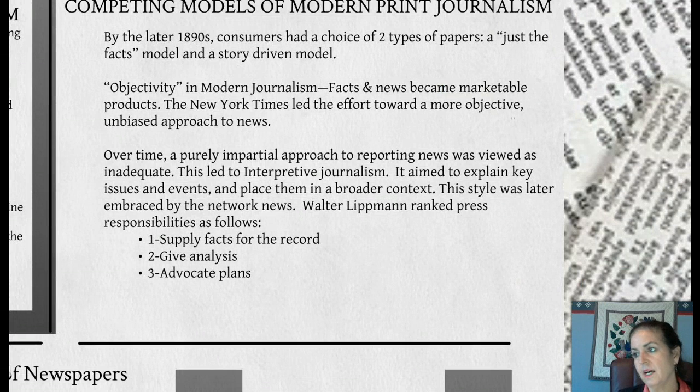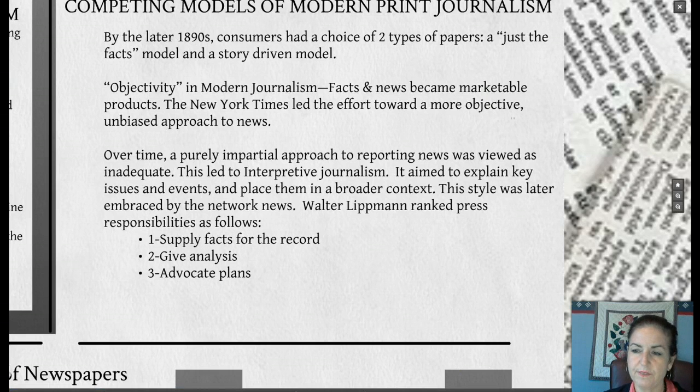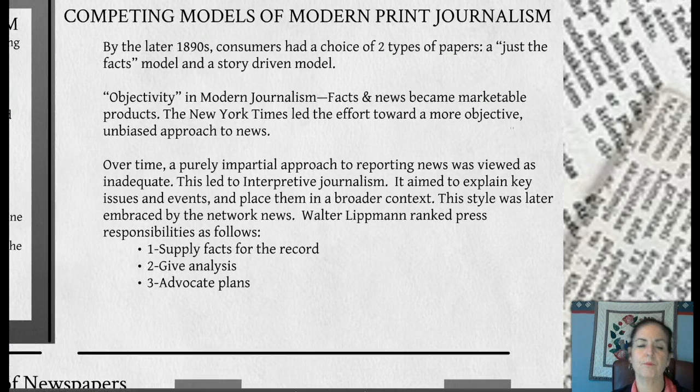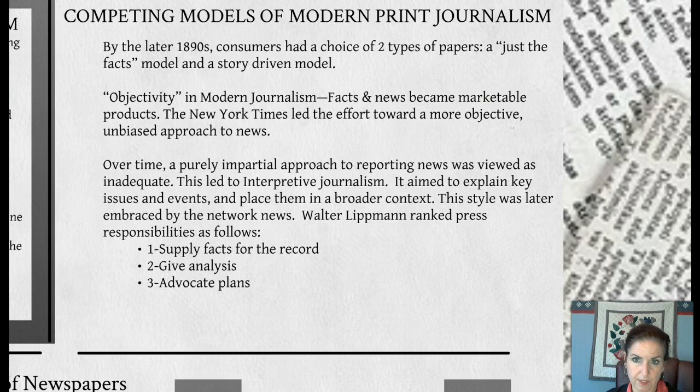As a result of some of the loss of credibility of newspapers during this era, there developed two different competing models of modern print journalism. Basically, you could have bare bones, just the facts model of the story, and then more of a narrative model, the story model. Just the facts became the objectivity model in modern journalism, and certainly the New York Times was one of the key leaders in that particular style.